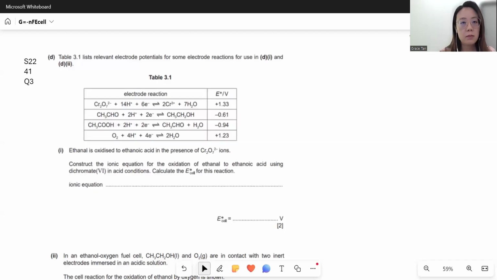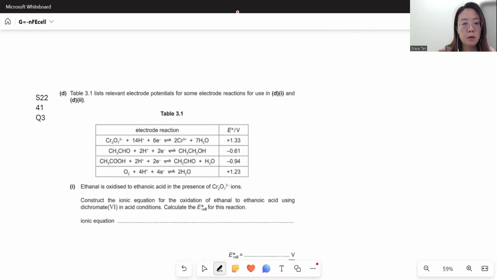Okay, today we will be looking at the relationship between delta G and nFEcell. Okay, so first, we write the formula out. Delta G equals minus nFEcell.